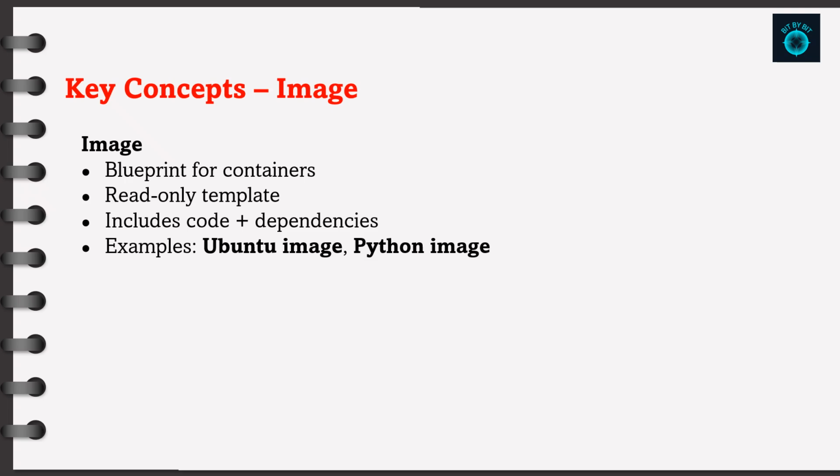Key concepts. Image. Before we continue running commands, we need to understand two very important terms in Docker: image and container. Let's start with image. An image is like a blueprint or a template. It is read-only, which means it cannot be changed while running. An image contains everything needed to run a program. That includes the application code, libraries, system tools, and other dependencies. For example, you can download an image of Ubuntu Linux or an image with Python pre-installed. These images act as building blocks. Remember, an image itself does not run. It is just the recipe.